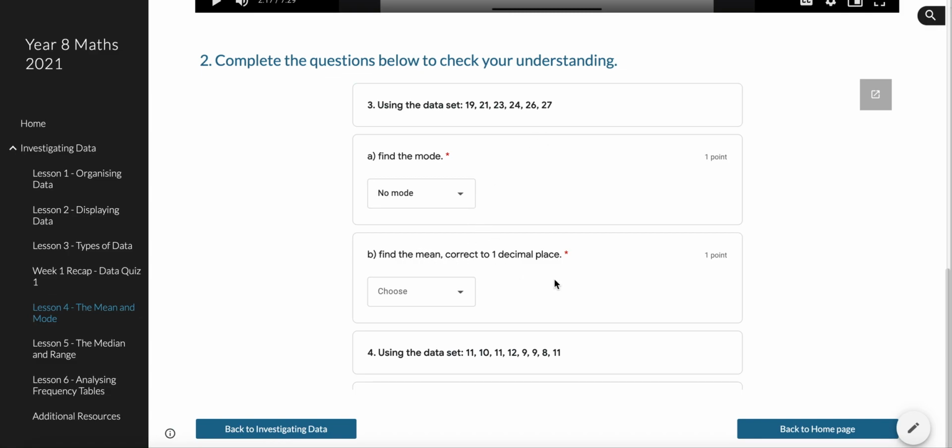Okay, find the mean correct to 1 decimal place. Now the mean, again, we need to add up all our scores, find the average. 19 plus 21 plus 23 plus 24 plus 26 plus 27. Okay, so my sum is 140, and now I need to divide the sum of the scores by the number of scores. So how many scores have we got? 1, 2, 3, 4, 5, 6. So it's going to be 140 divided by 6. And it says to 1 decimal place, so we need to round off, and our answer for the mean will be 23.3.